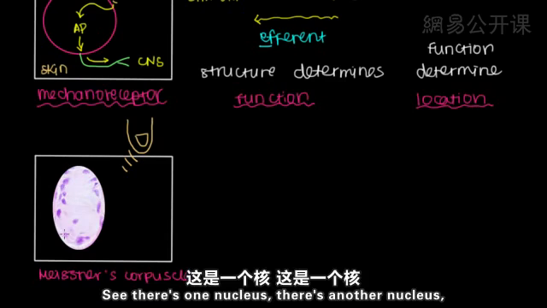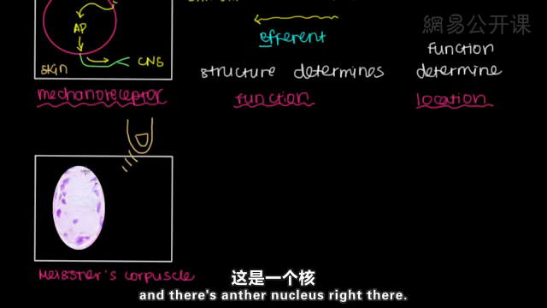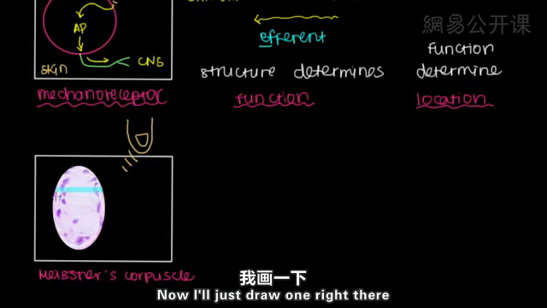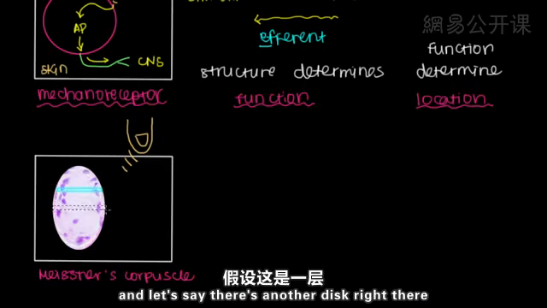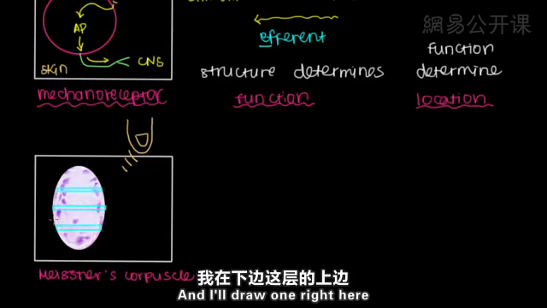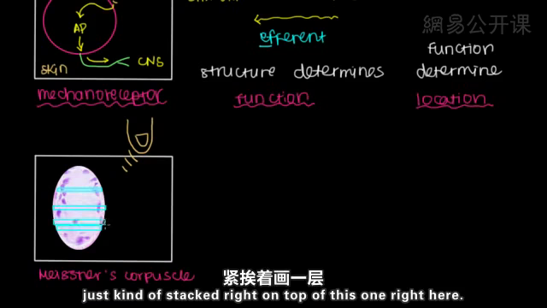See, there's one nucleus, there's another nucleus, and there's another nucleus right there. There's a whole bunch of nuclei, and they're all within these cells. And I'll just draw one right there, and let's say there's another disc right there, and even another right there, and I'll draw one right here, just kind of stacked right on top of this one right here.